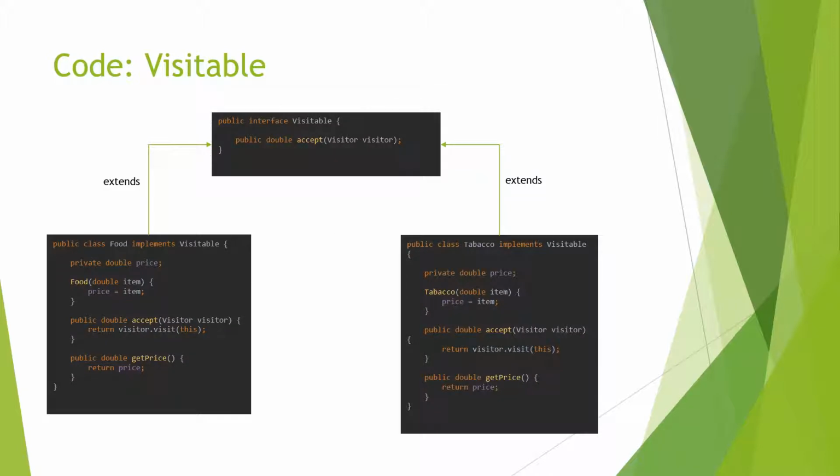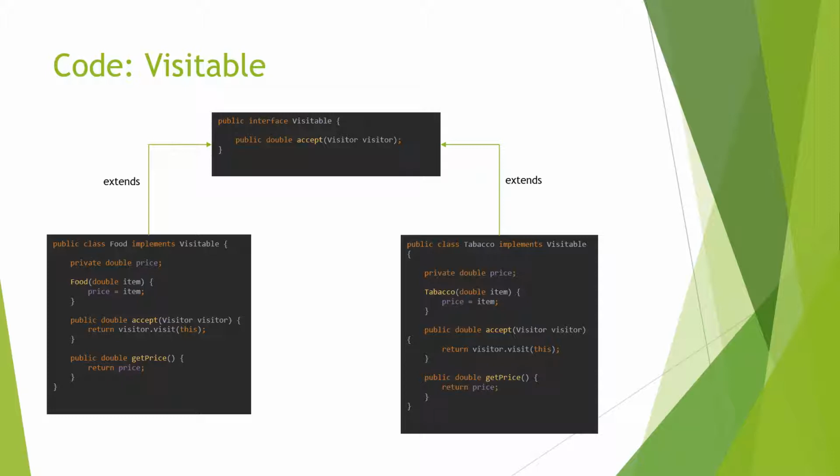Next, we'll move into the code example of the visitor design pattern, which is kind of a code UML diagram. Here we use an example of a tax calculator, which calculates the tax of certain items that would be sold in a store. In this case, we use 2 different items, tobacco and food, because the tax is typically different on the 2 of them. Here is an implementation of the visitable interface, which is implemented in the food and tobacco objects.